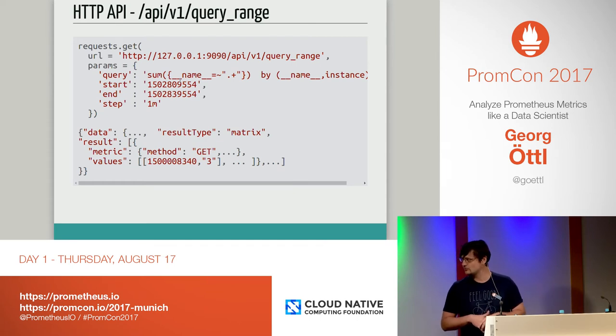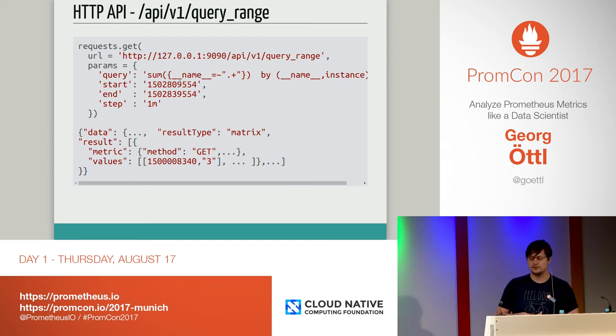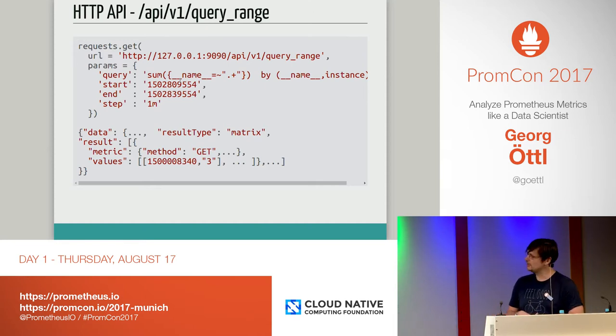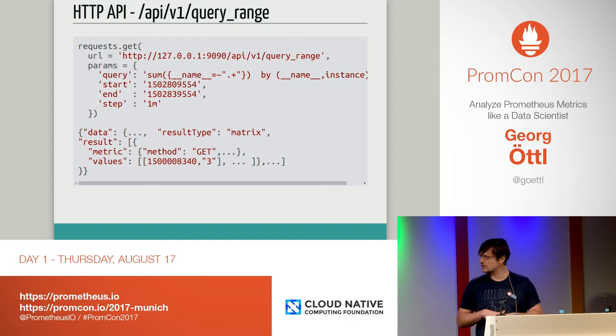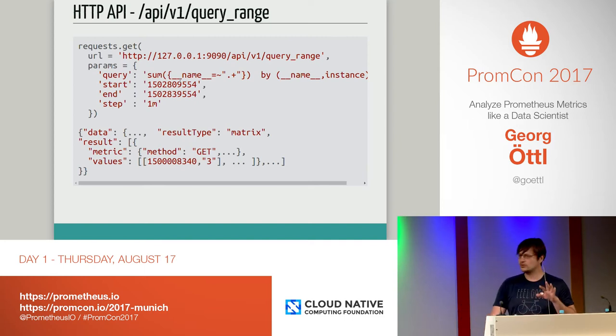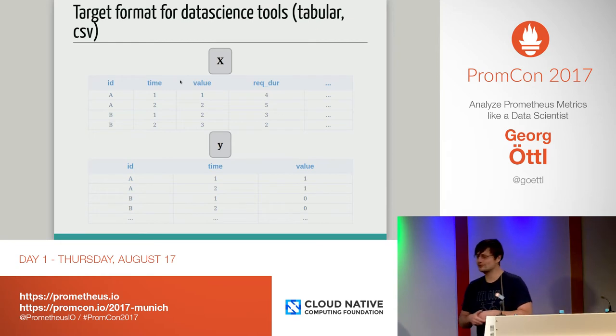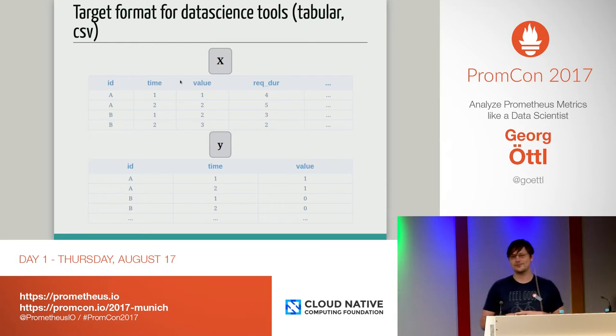For the use case of statistical analysis, we are only interested here in the result type matrix. All other types are not interesting for this use case, and you get a list of metrics back with annotations and so on. This is a good format. It's a JSON format, but it's not easy to use for external open source data science tools. Believe it or not, one of the best formats to have there is a comma separated value file.